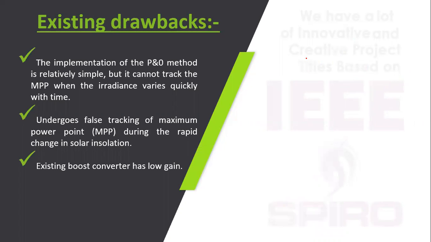The main drawback of the P&O method is the false tracking. Actually, throughout the day the solar irradiation changes dynamically. In the morning it will change, in the afternoon a high peak will be reached, and again low will be reached. So with sudden dynamic changes, the P&O algorithm has false tracking.